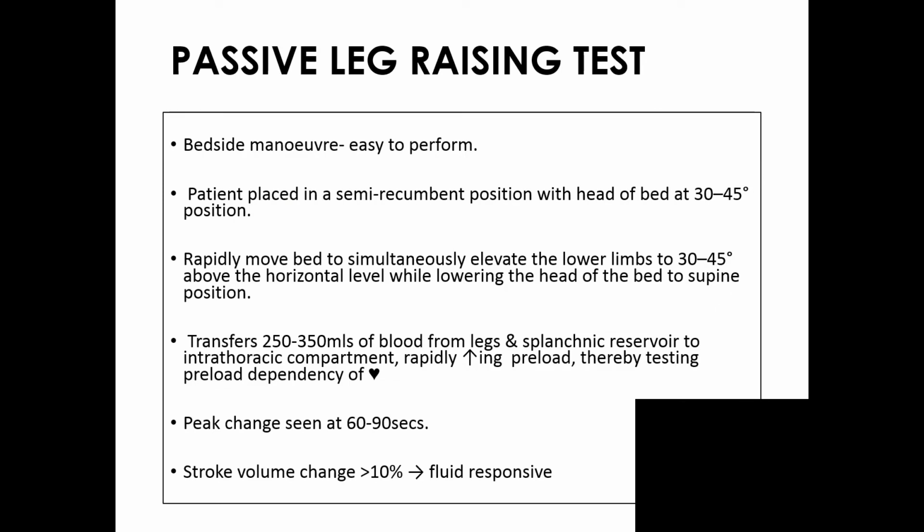The passive leg raising test is actually a bedside maneuver that's easy to perform. Patient is placed in a semi-recumbent position with the head of the bed at 30 to 45 degree position. Rapidly move the bed to simultaneously elevate the lower limbs to 30 to 45 degrees above the horizontal level while lowering the head of the bed to supine position. This may transfer 250 to 350 ml of blood from legs and the splanchnic reservoir to intrathoracic compartment, rapidly increasing preload and thereby testing the preload dependency of the heart. Peak change is usually seen at 60 to 90 seconds. Stroke volume change of more than 10% is fluid responsive.